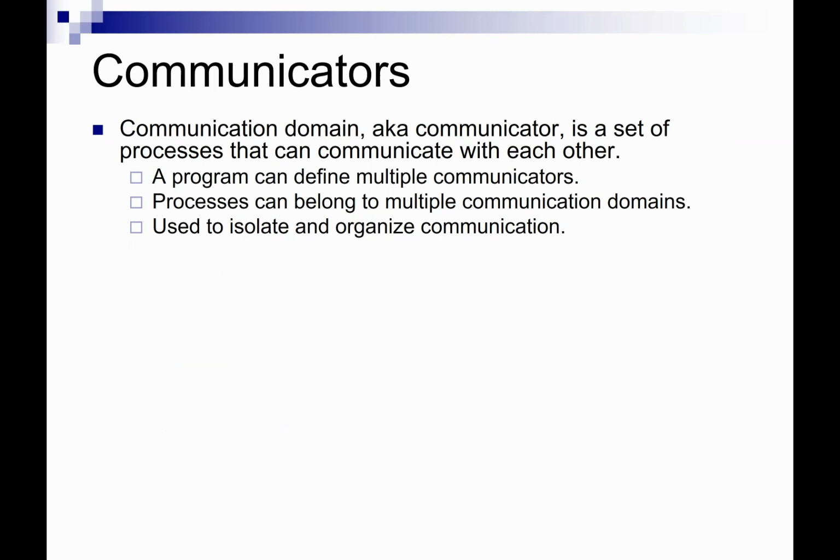Okay, so let's talk a bit more about communicators. Another name for them is communication domain. It's just a set of processes that can communicate with each other. When you write a program, you can actually have multiple communicators. You can take your processes and break them into multiple groups, and each group can communicate with each other. But one process can actually lie in several groups at the same time.